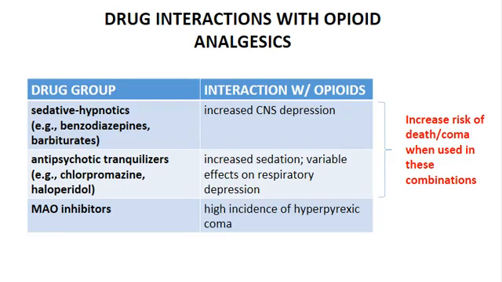Drug interactions with opioid analgesics, the sedative hypnotics, the benzos and the barbiturates: you can see enhanced or increased CNS depression. Some of the antipsychotic tranquilizers, such as haloperidol or chlorpromazine, you can see increased sedation. You can see variable effects on respiratory depression. And with the monoamine oxidase inhibitors, there's a high incidence of coma associated with these drugs. So when you combine any of these drugs with the opioids, there's an increased risk of death or coma when these drugs are used together. Hyperpyrexia would be a high fever coma, FYI.